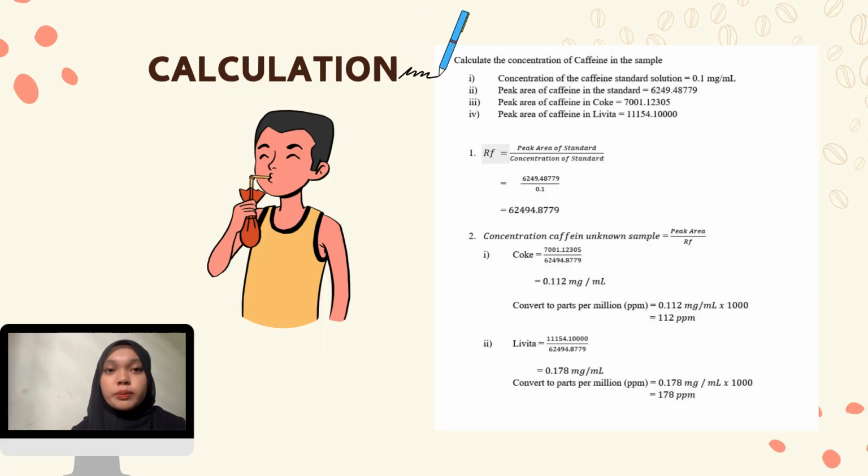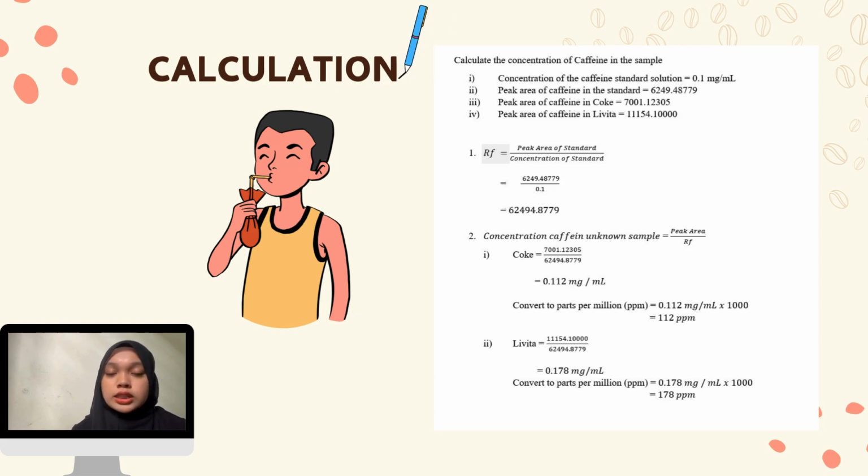Next, we calculate the caffeine concentration in Coke and Levita using the peak area from the chromatogram. Let's go through the first step. First, we need to calculate the response factor, or RF, using the caffeine standard solution. We know that the concentration of the standard solution is 0.1 mg per milliliter and its peak area from the chromatogram is 6,249.48739. To find the RF, we divide the peak area of the standard by the concentration of the standard, and the result is 62,494.8739. This RF will be used to determine the caffeine concentration in the sample.